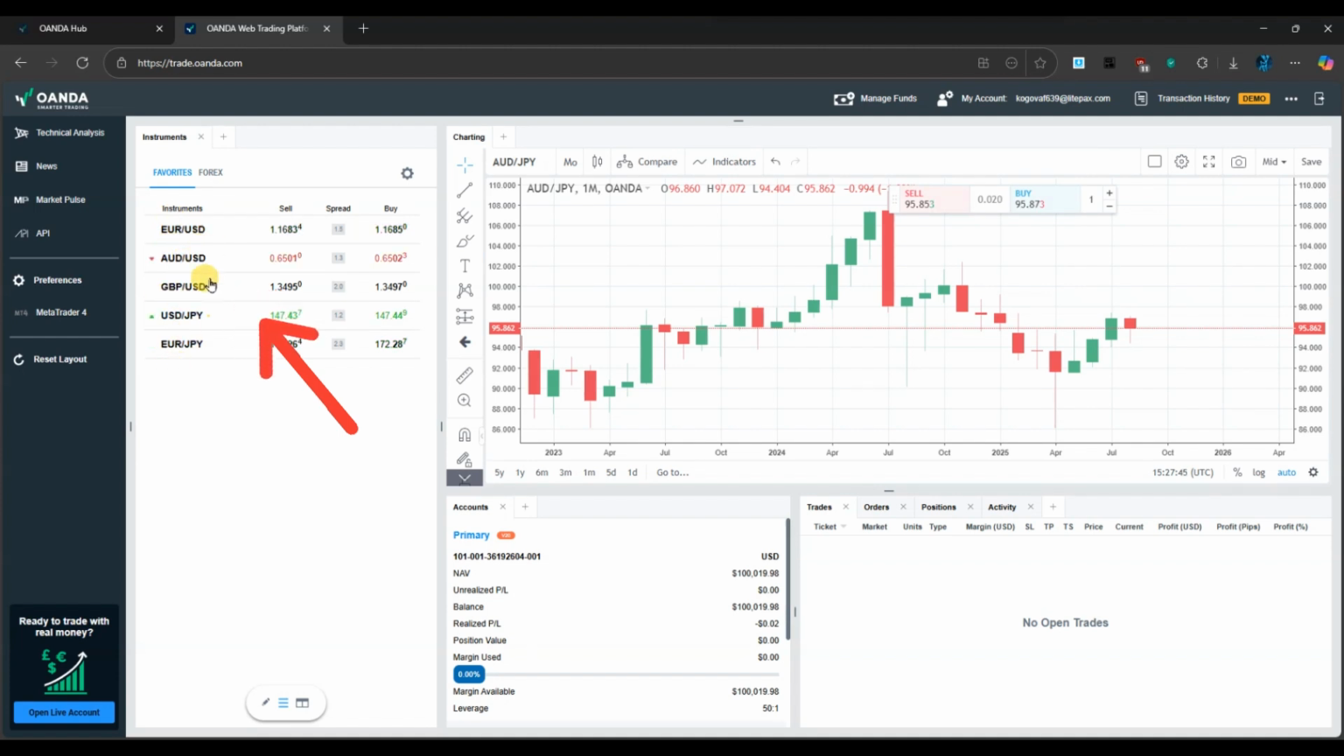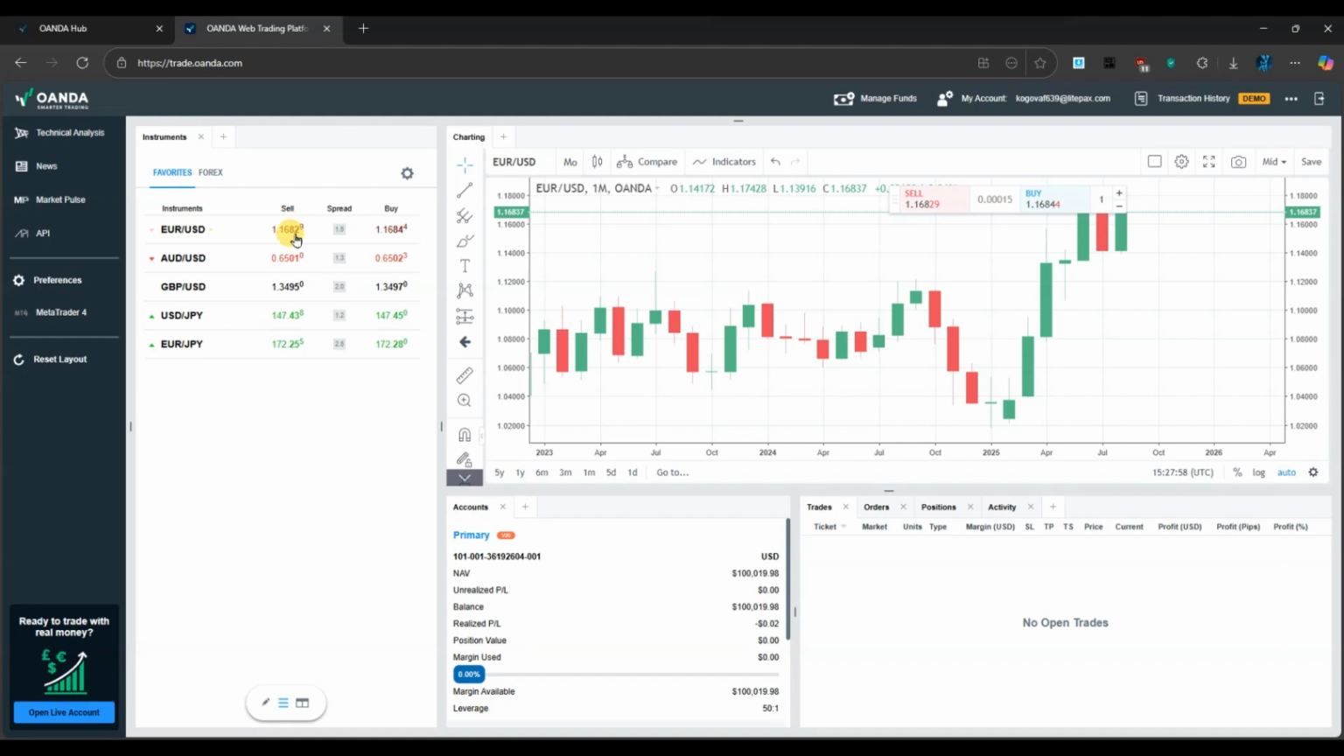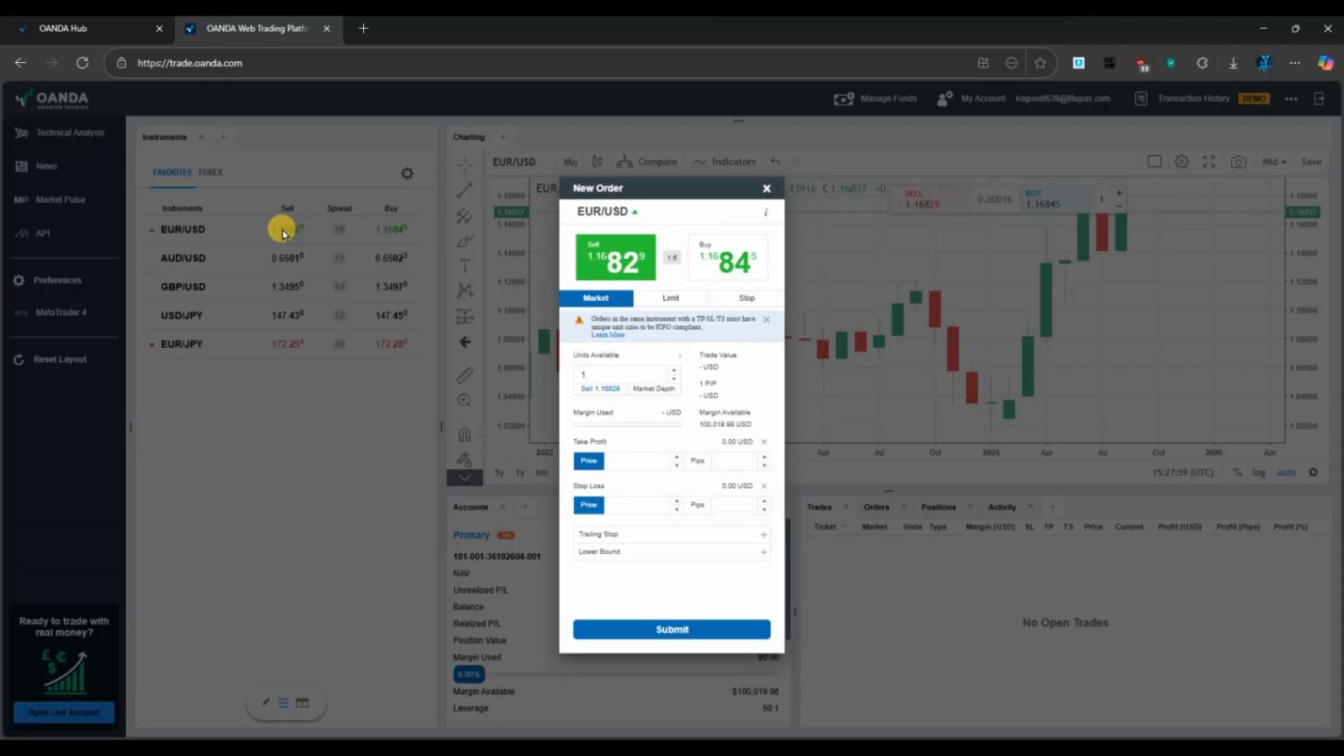After selecting your trade, click on the buy or sell option and the trade order window will appear. In this window, you will see the option to set your stop loss before confirming the trade. Enter the stop loss level where you want to limit your risks.